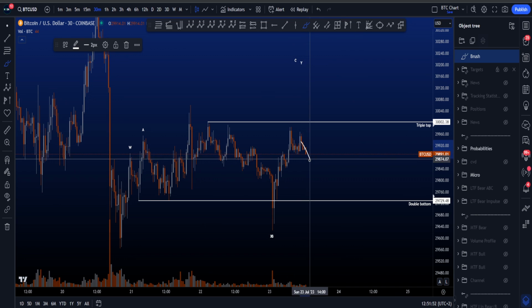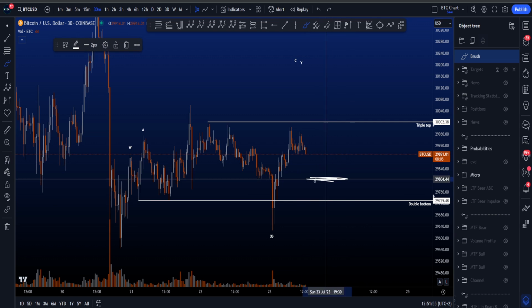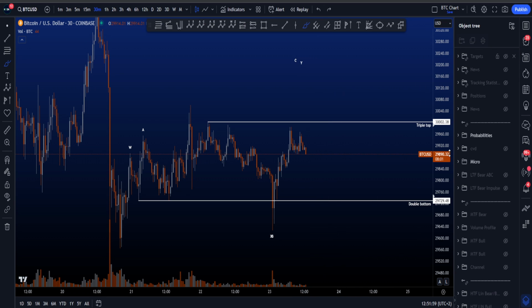If price now moves down very impulsively, keep an eye at least on the daily over here for potential support, and we observe price throughout the day. The next video will be the high time frame macro update.